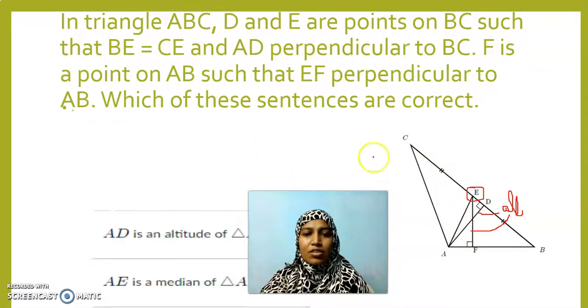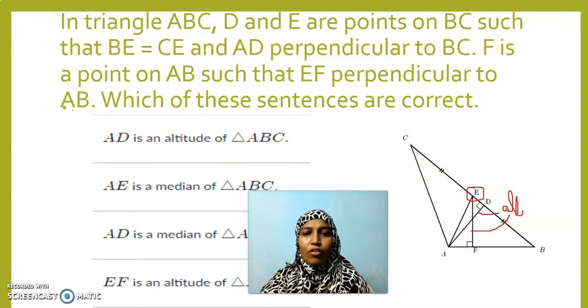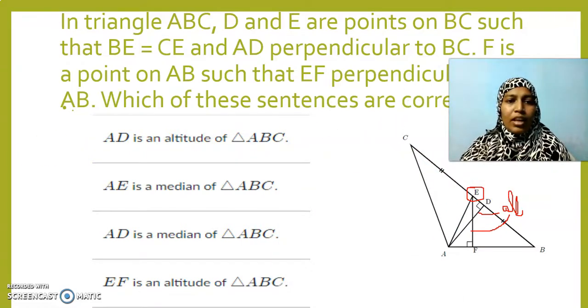Which of these sentences are correct? Here are 4 sentences. AD is an altitude. Is AD an altitude? Yes, this is correct.